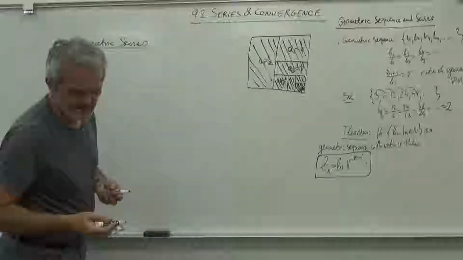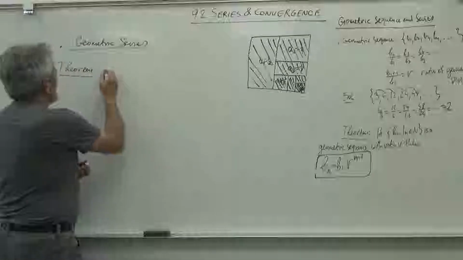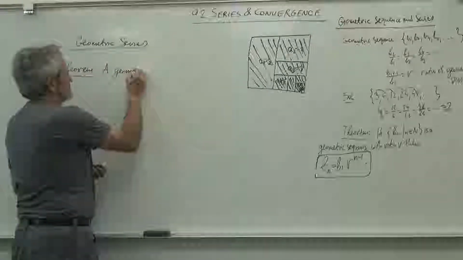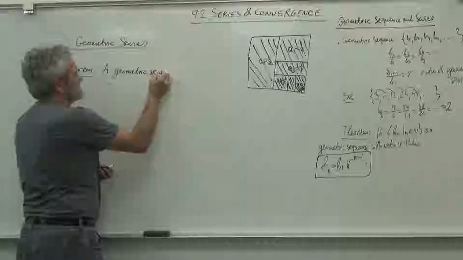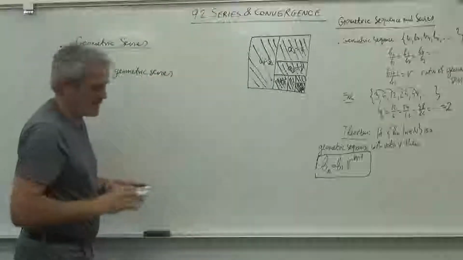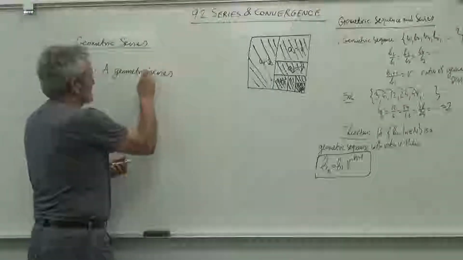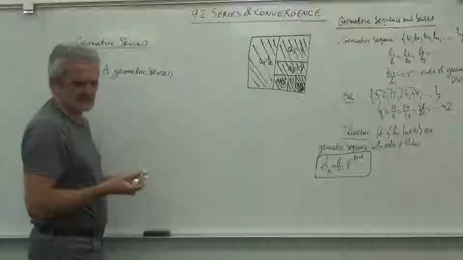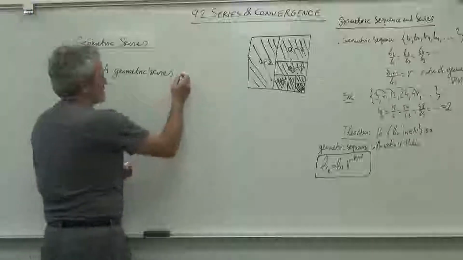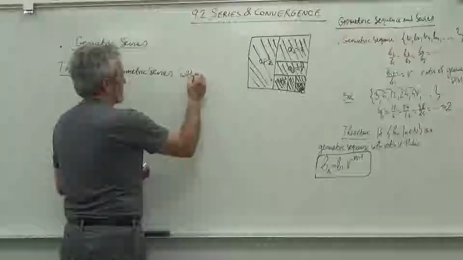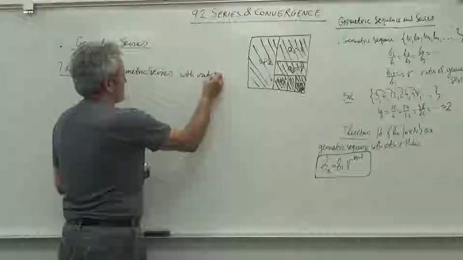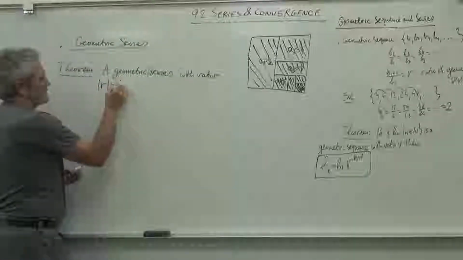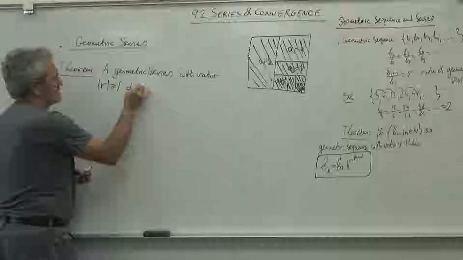It says a geometric series. Look, series, not sequence, so we are adding them up. The crucial thing is to read that word correctly. A geometric series with ratio absolute value of r greater than or equal to 1 diverges.